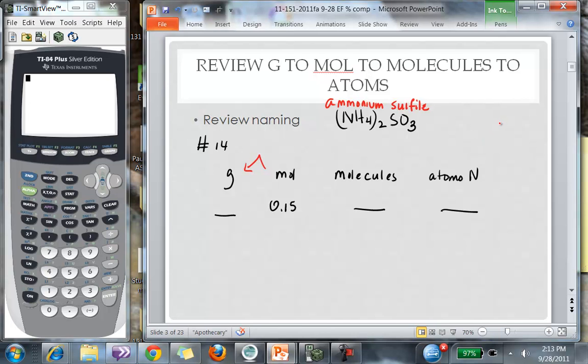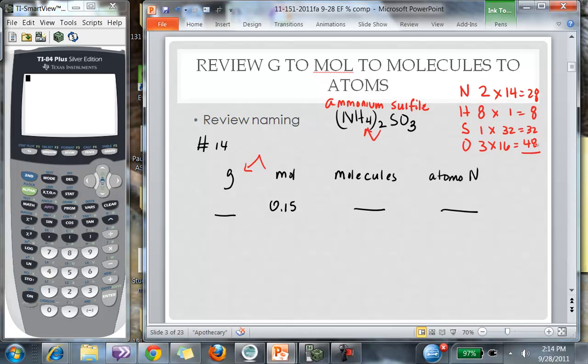I'm going to do this to whole numbers. I've got N's, H's, S's, and O's. There are 2 N's and 8 H's, 2 times 4 is 8. There is 1 S and 3 O's. I will multiply each of those times their molar mass. For nitrogen, it's 14. For hydrogen, it's 1. For sulfur, it's 32. And for oxygen, it's 16. And then I will add all that together.